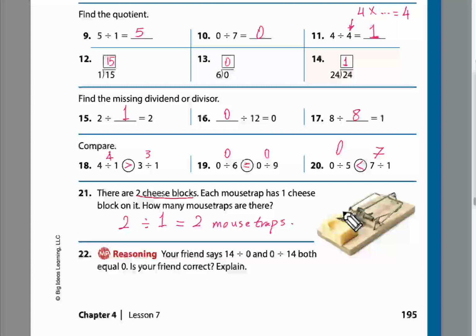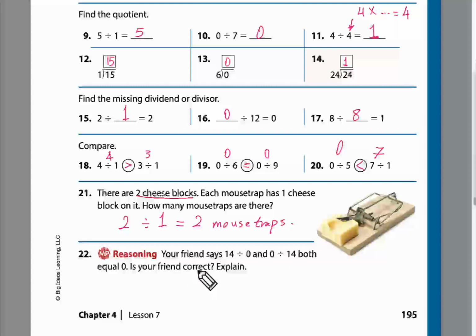Hassan? Yes, teacher. Okay, Hassan, go ahead. Your friend says 40 divided by 0 and 0 divided by 4 both equal 0. Is your friend correct? Explain.